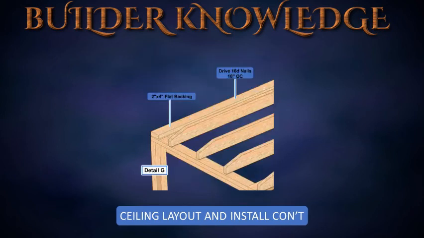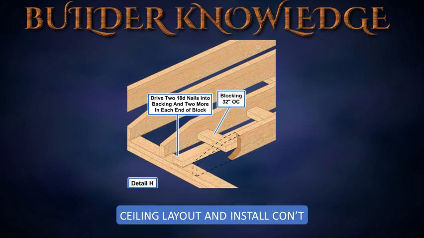Place backing on the walls running parallel to the joists. Nail the backing in with 16D nails at 16 inches on center. Install blocks flat between the joists where needed to fasten the tops of the interior walls running parallel to the joists. Place the blocks at 32 inches on center. Drive two 16D nails through the joists into each end of the block. Then drive two 16D nails into the top of the backing.